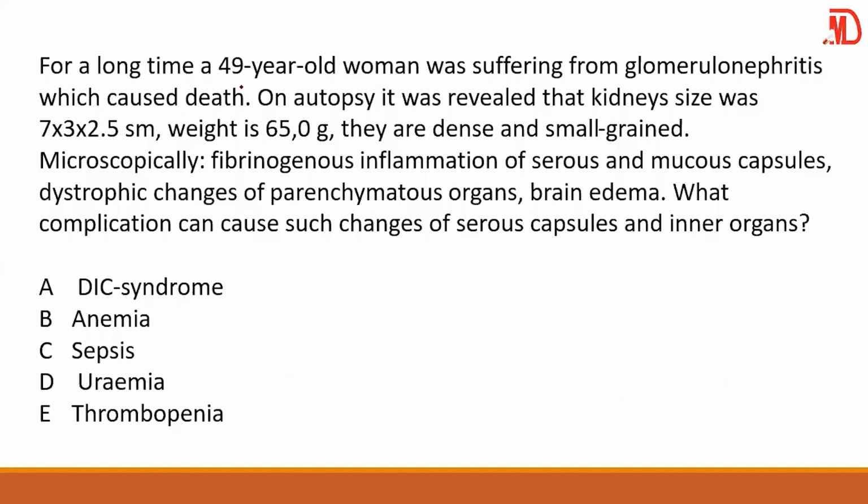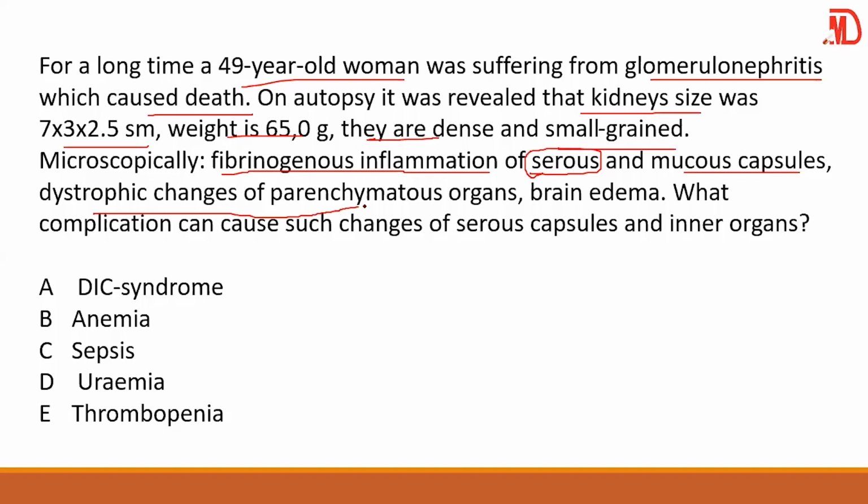For a long time, a 49-year-old woman was suffering from glomerulonephritis, which caused her death. Autopsy revealed the kidneys size was this, weight is that, and they are dense and small grained. Microscopically, fibrinogenous inflammation of serous. When I say serous, it means it's clear, right? But there are serous and mucous capsules, dystrophic changes of parenchymatous organs, brain edema. There's brain edema as well. What complication causes such changes of the serous capsules and the inner organs?